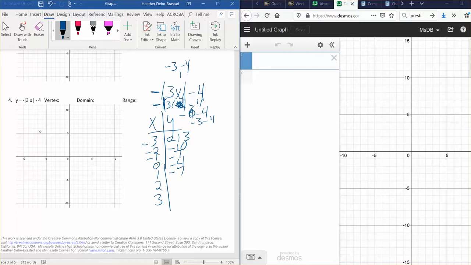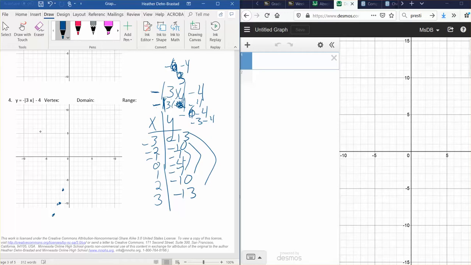And then I'm going to let x be 2. So at 2 I'd have 3 times 2 is 6. The opposite of 6 is -6, minus 4 is -10. And then at 3 we would get 9, so I'd have -9, minus 4 is -13. So you can see that these are matching up. So when I graph these, I'd have -3 is at -13 down here. -2 is at -10. -1 is at -7.